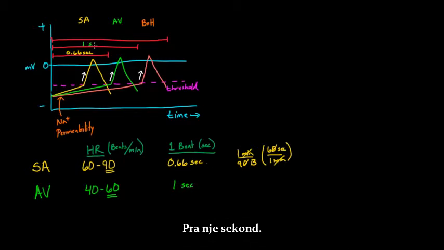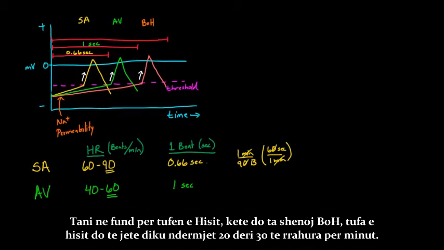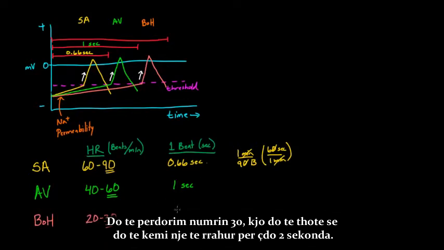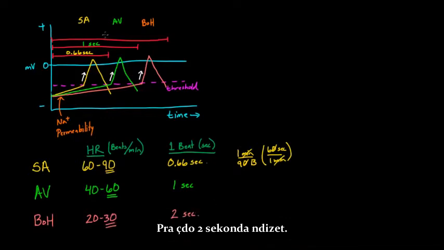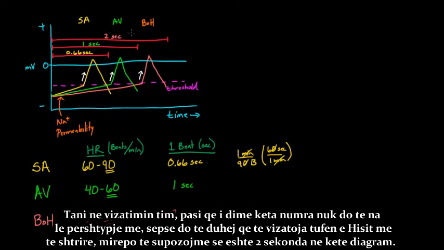So that's 1 second. And finally, for the bundle of His, I'm going to write that as BOH again. The bundle of His is going to be somewhere between, let's say, 20 to 30 beats per minute. And if we use the number 30, that means that you get a beat every 2 seconds. So every 2 seconds, this will go off. And I know that my picture now, since you know those numbers, it's not going to look as impressive because I should have drawn the bundle of His even more stretched out than it is. But just assume that that's 2 seconds on that graph.